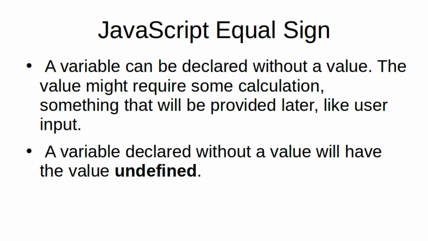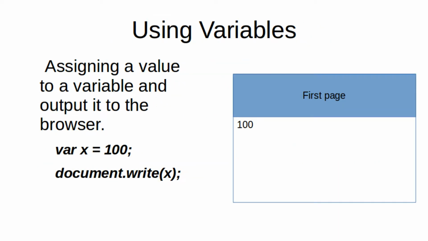A variable can be declared without a value. The value may require some calculation, something that will be provided later, like user input. A variable declared without a value will have the value undefined. In this example, we assign a value to a variable and output it to the browser.